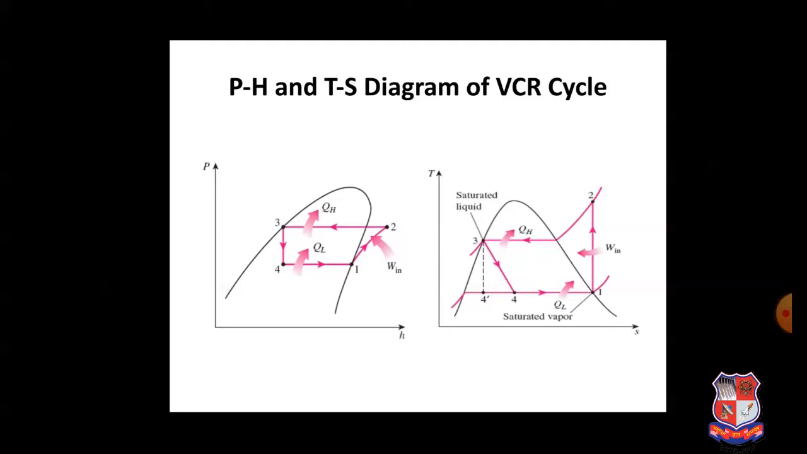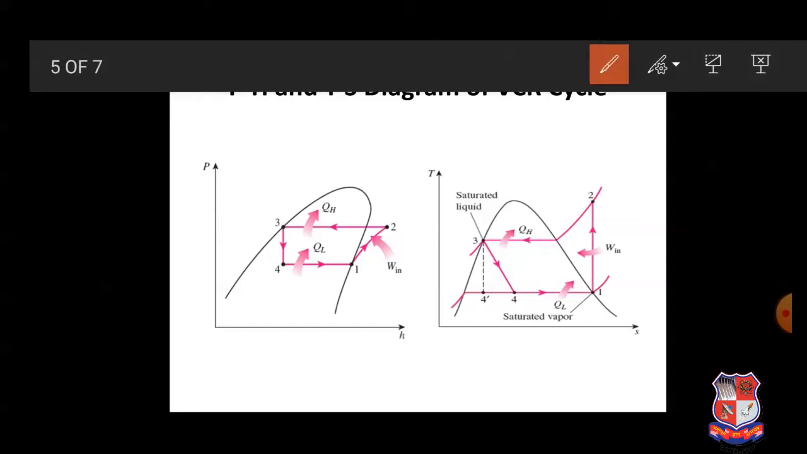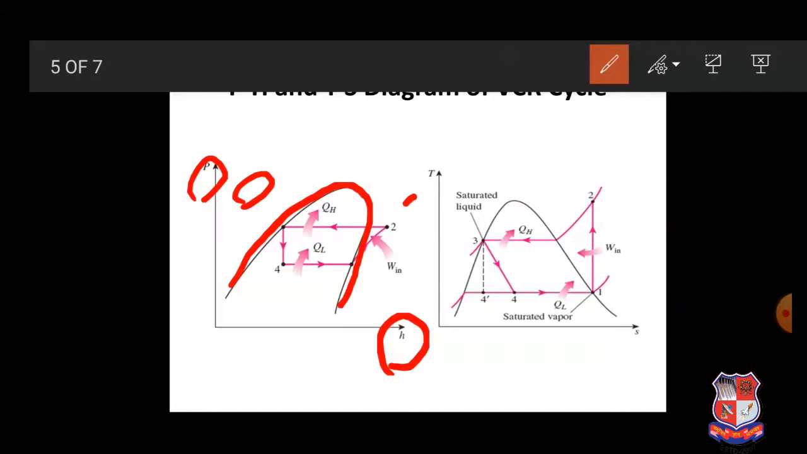Now we are going to discuss the pressure enthalpy and temperature entropy diagrams of the VCR cycle. First of all, concentrate on the pressure enthalpy diagram. You can see that on the vertical axis pressure is there and on the horizontal axis enthalpy is there. Then you understand that curve, that region is the subcooling region, that region is the superheated region and the inside region is the wet region.